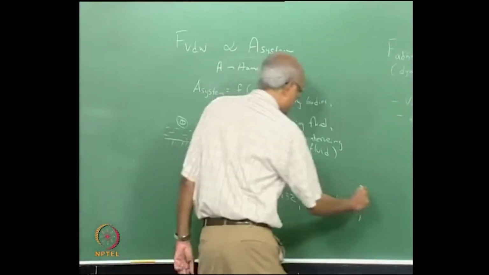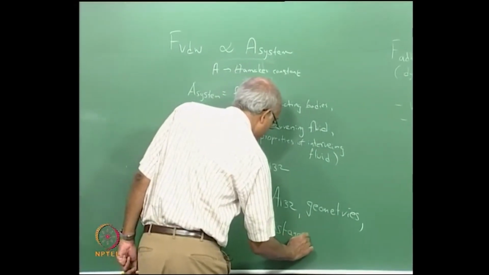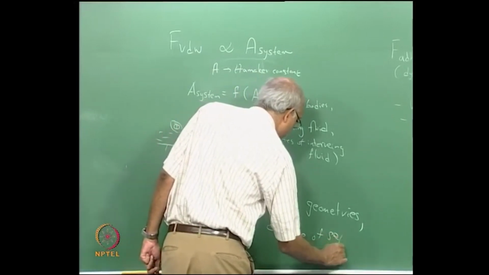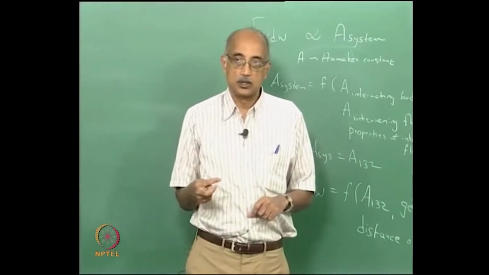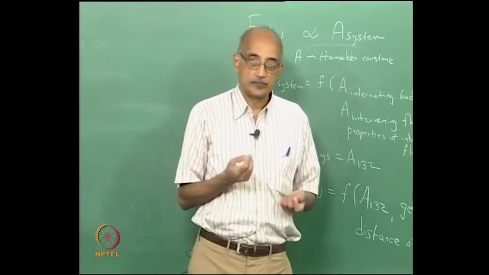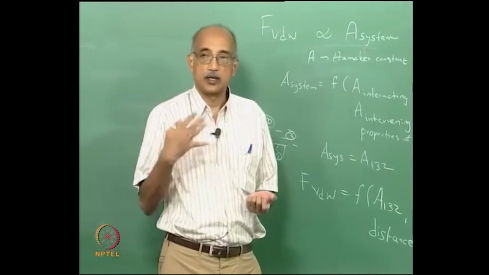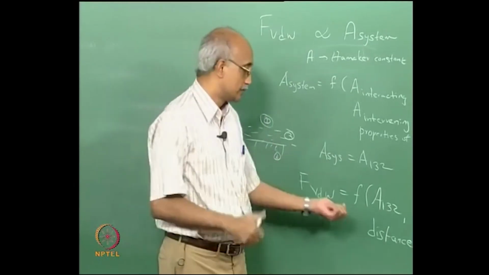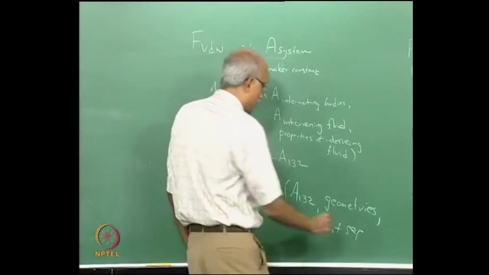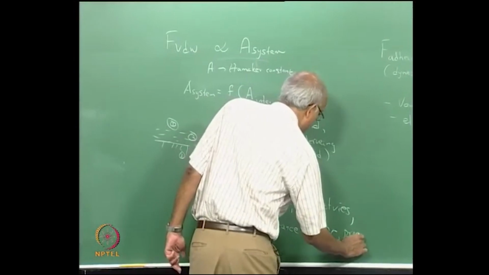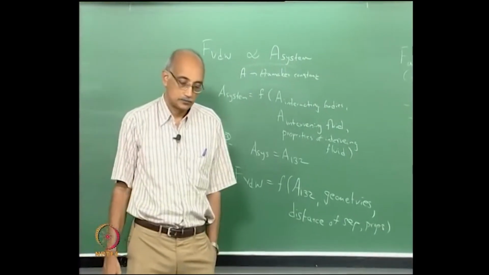It also depends on the distance of separation. As with virtually all forces of attraction or repulsion, the distance of separation between the bodies will play a significant role, and for the most part it will be an inverse dependence. It will go as distance linear or distance squared or distance cubed, but in any case force will typically fall off with distance. And again, the properties of the intervening fluid will also play a role in determining the van der Waals forces.